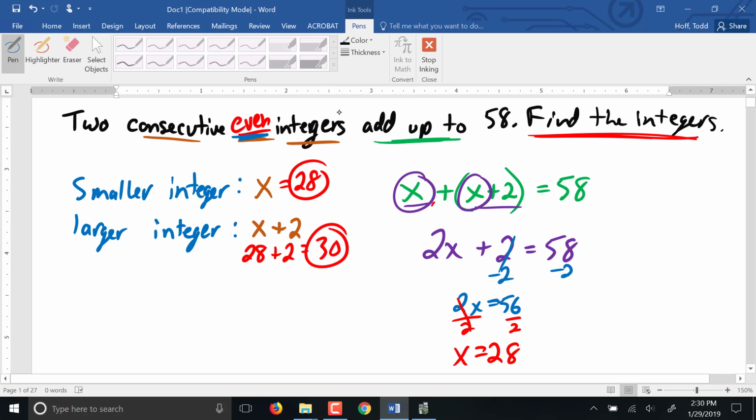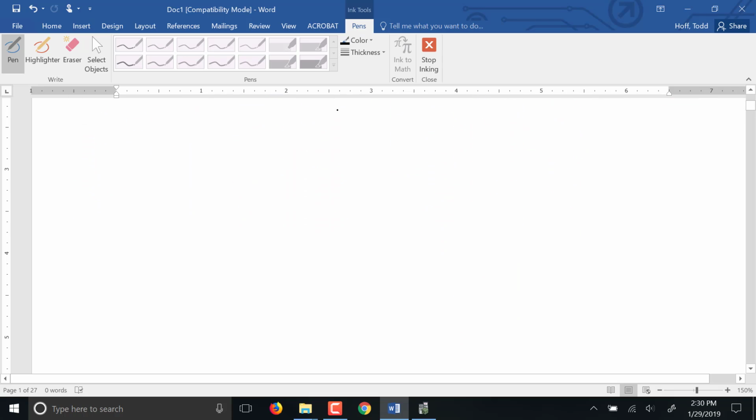Well, let's take the next step then into something a little bit more challenging, less defined, less straightforward, but it still involves formulas that we're used to. One formula that we're used to is the perimeter of a rectangle.